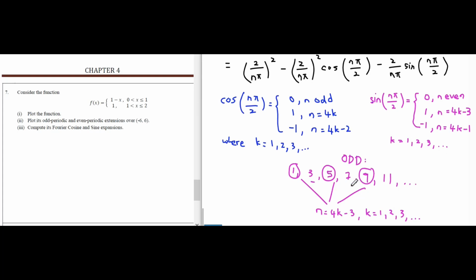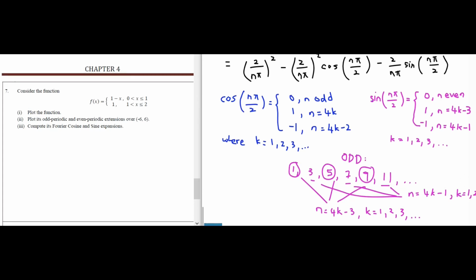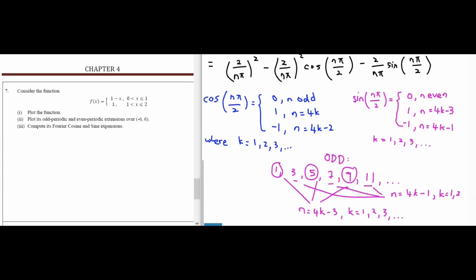For the case of 3, 7, 11, substitute into sine n pi over 2 returns the value of -1. So this is another group of odd values. So this will be for 4k minus 1 when k starts from the value of 1, 2 and so on. That is the entire idea.